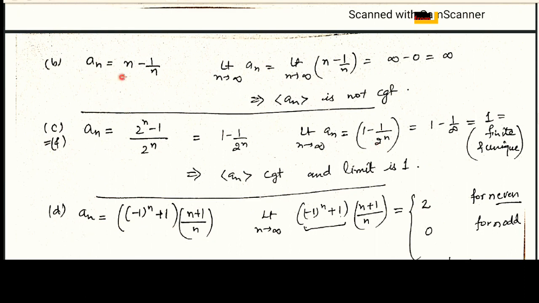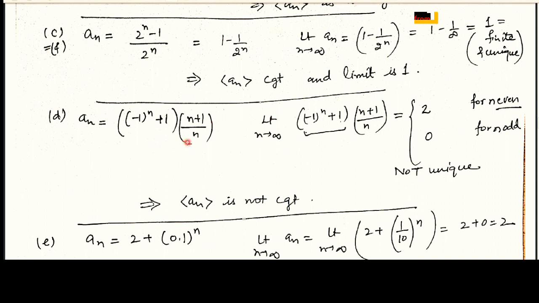The next sequence is n minus 1 by n. Now take its limit as n approaches infinity, we will have infinity minus 0, which is infinity. So the sequence is not convergent. Now the third part, this is (2 to the power n minus 1) upon 2 to the power n. When you simplify this and find the limit as n approaches infinity, we will have 1, which is finite and unique, so our sequence is convergent and its limit is 1.